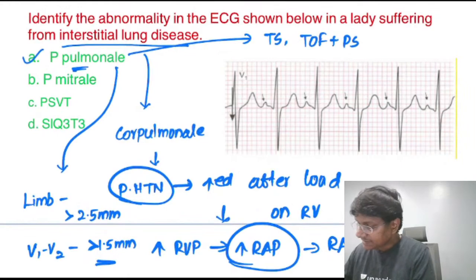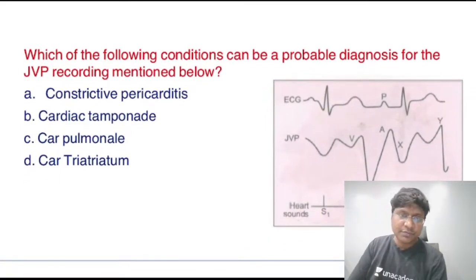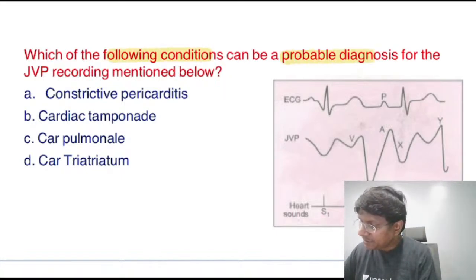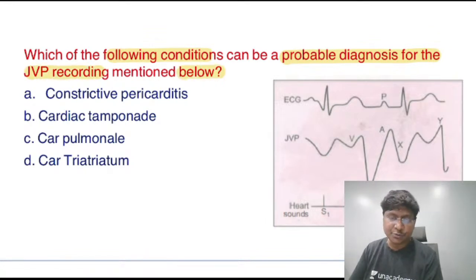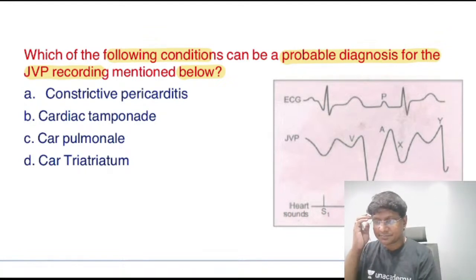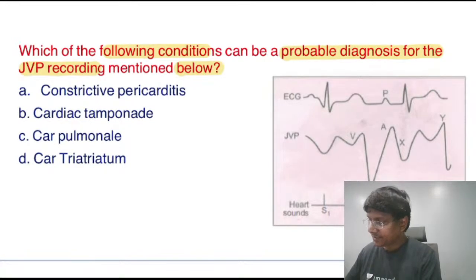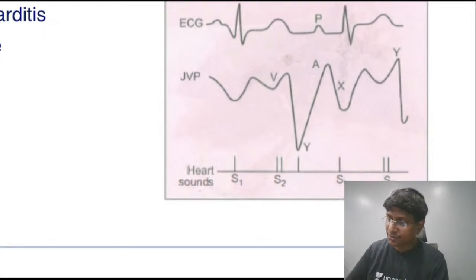Right. Now we'll move on to the next question. Which of the following conditions can be a probable diagnosis for the JVP recording mentioned below? Constrictive pericarditis, cardiac tamponade, cor pulmonale, cor triatriatum. I'll just zoom in on this JVP finding. Please try to tell me in which condition you can have this.